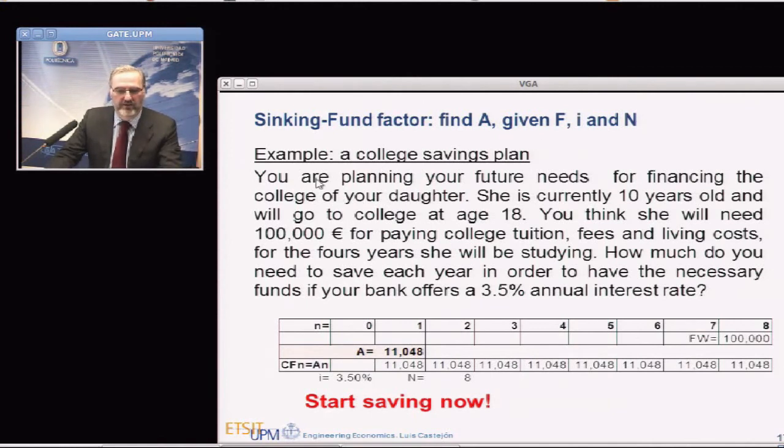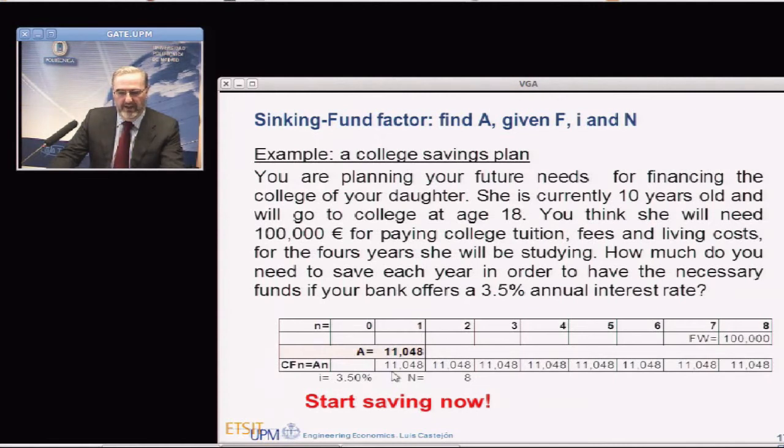So, a college savings plan. You are planning your future needs for financing the college of your daughter. She's currently 10 years old and will go to college at age 18. You think she will need 100,000 euros for paying college tuition fees and living costs for the 4 years she will be studying. So you want to have 100,000 euros 8 years from now. How much do you need to save each year in order to have the necessary funds if your bank offers a 3.5% annual interest rate? You see here the cash flow is every year.